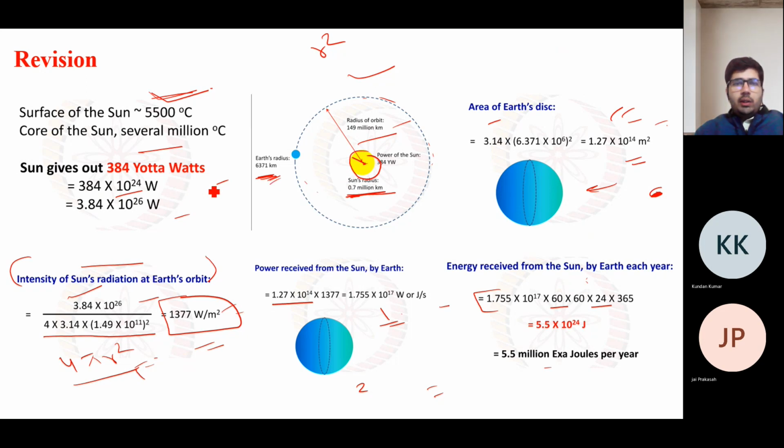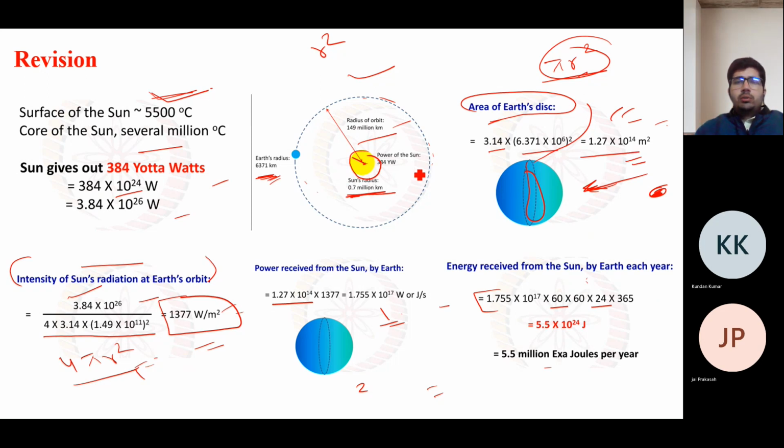We know the radius of the Earth, so we can find out the area of Earth. We can consider it a circular disk. So the area will be pi r squared. You can put the radius of the Earth here, r. So pi, 3.14, into r, which is 6.371 times 10 to the power 6 km squared. So you will get this data.